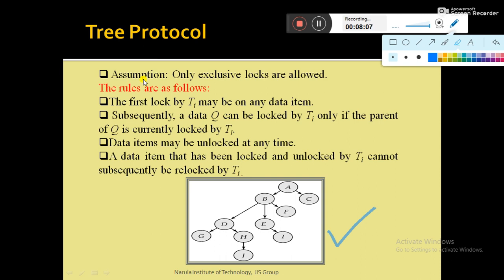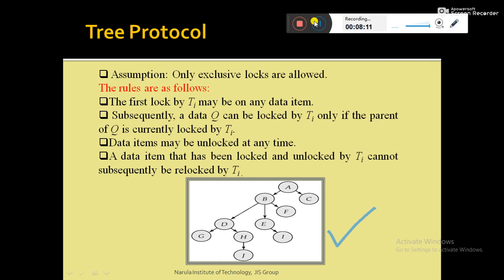Now what are the rules of the tree-based protocol? The first rule is that the first lock by transaction Ti may be on any data item. That means when a transaction Ti starts execution, it can initially lock any data item. Second, subsequently, a data item Q can be locked by transaction Ti only if the parent of Q is currently locked by Ti.